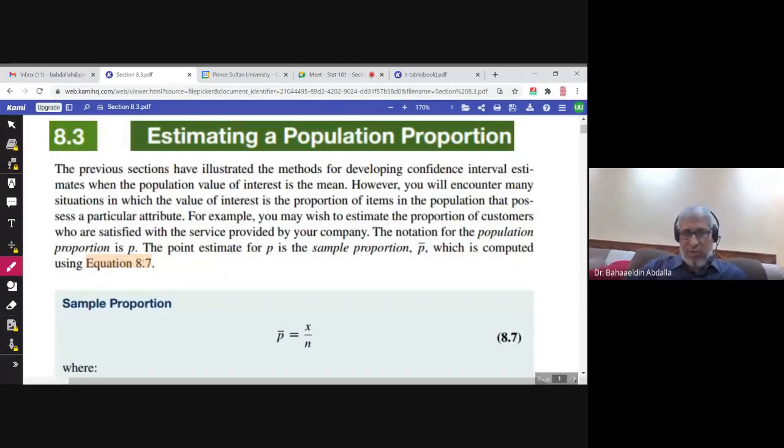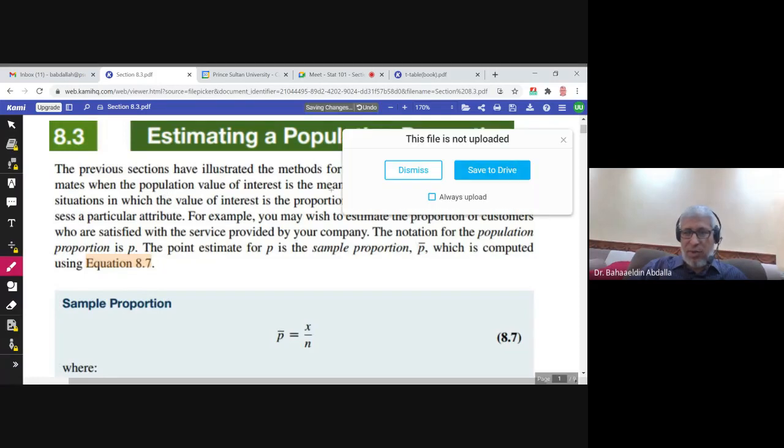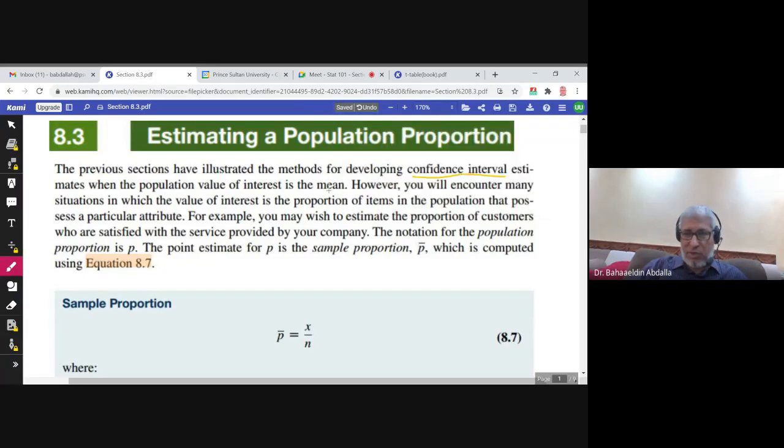This is section 8.3, estimating a population proportion. In the previous section, we discussed how to find a confidence interval estimate when the population of interest was the mean. The population mean. We mentioned how to find the confidence interval for the population mean. Well, sometimes we need to talk about the proportion of items in the population.